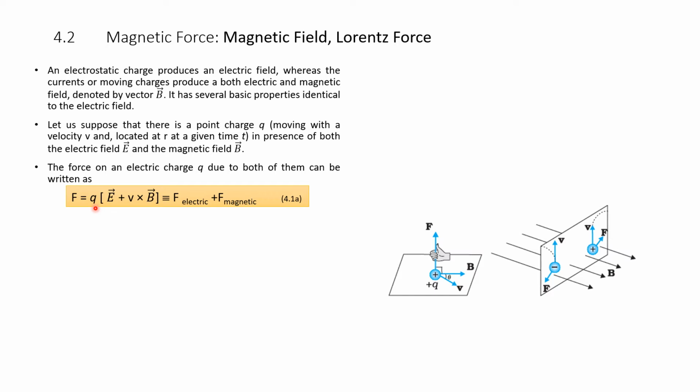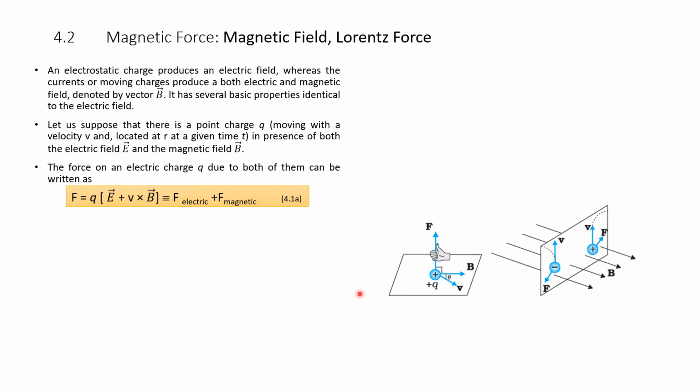F equals q into, open the big bracket, E, the electric field, plus V cross B. V is the velocity, B is the magnetic field. So, this is the force equation: F is equal to q into E plus V cross B. The component qE is the force due to the electric field, and the other component, q into V cross B, is due to the magnetic field. Let this be equation 4.1a.